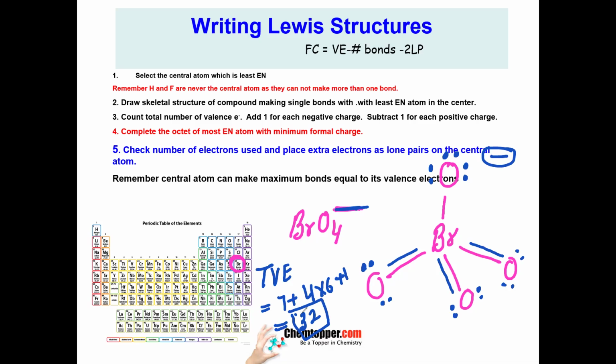Check how many are used, how many are left. You can check like this. This is 8. All are used. Yes, all are used. So check the formal charge on Br. Br has 7 valence electrons. It's making 7 bonds, so 0.